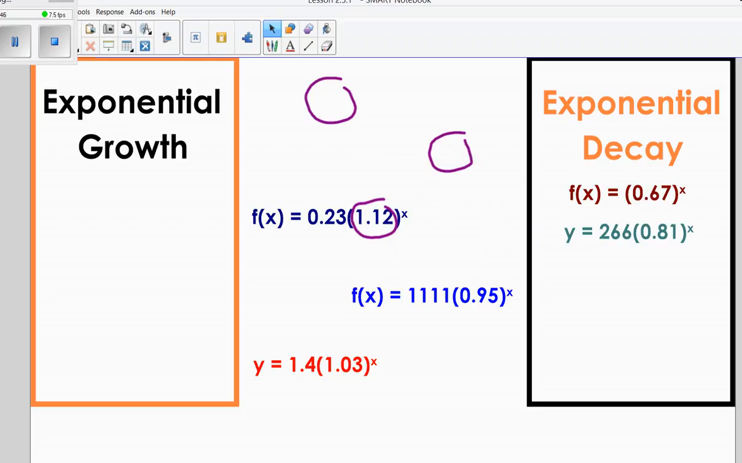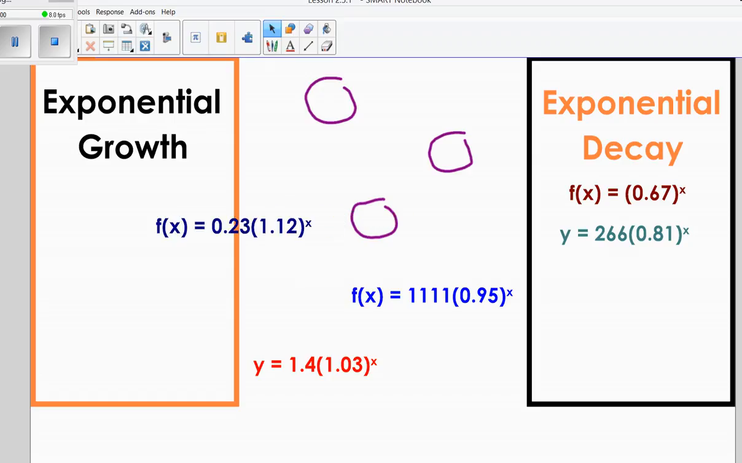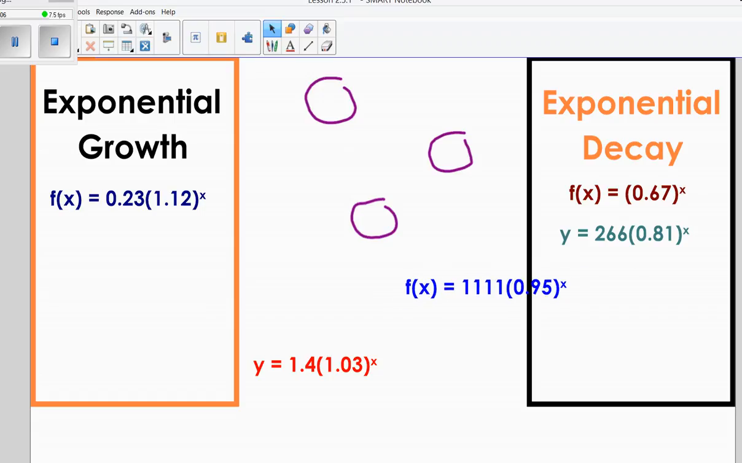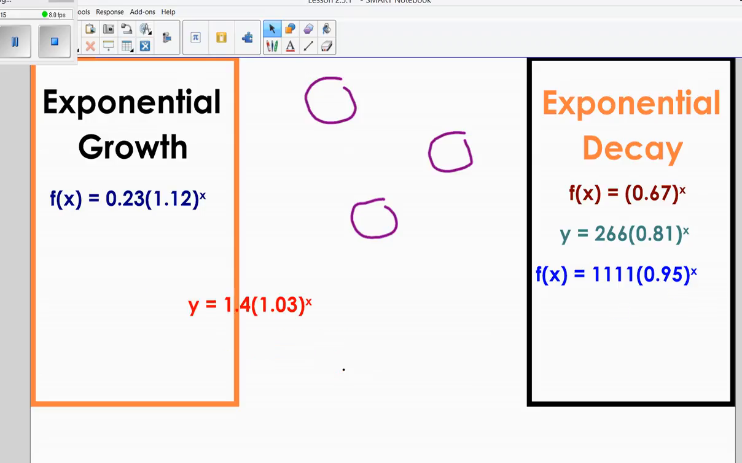This light blue one is a decay also because it's less than 1. This is a 19% decay because 1 minus 0.81 is 0.19, which is 19%. The navy blue one is a growth because it's greater than 1, and that's a growth of 12%. The royal blue is a decay because it's less than 1, 0.95. It's actually a decay of 5%. And lastly, the red one is a growth function, and that's a growth of 3%. Notice I don't care about the numbers on the outside, my A values, my initial values. I look at the numbers on the inside, the parentheses, to determine growth or decay.